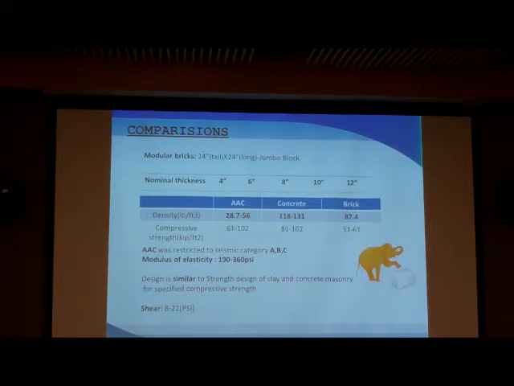Due to all these restrictions, it has been restricted to seismic category buildings A, B and C only. And even then in B and C there are some limitations for particular types, and the design should be done only in a certain way with AAC. The modulus of elasticity ranges from 190 to 360. So the design is similar to the strength design of concrete and brick, but it varies with specified compressive strength, and shear will be around 8 to 22 psi for these AAC blocks.